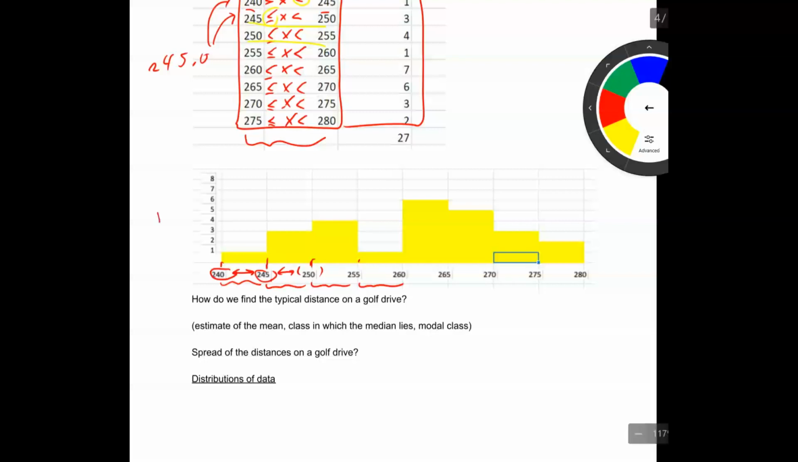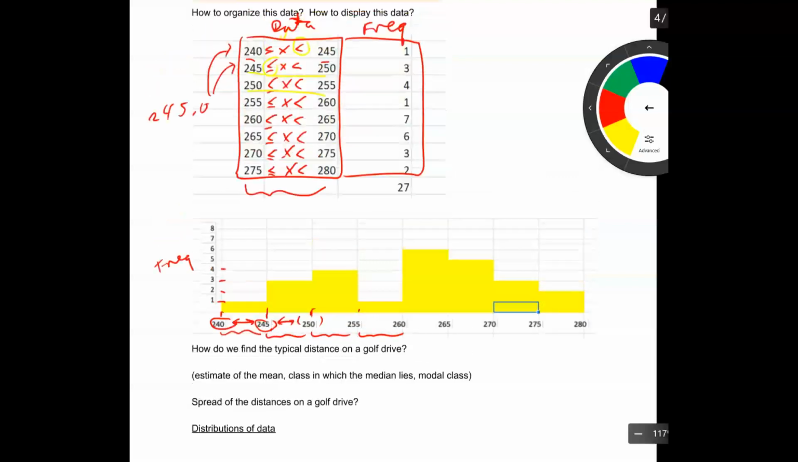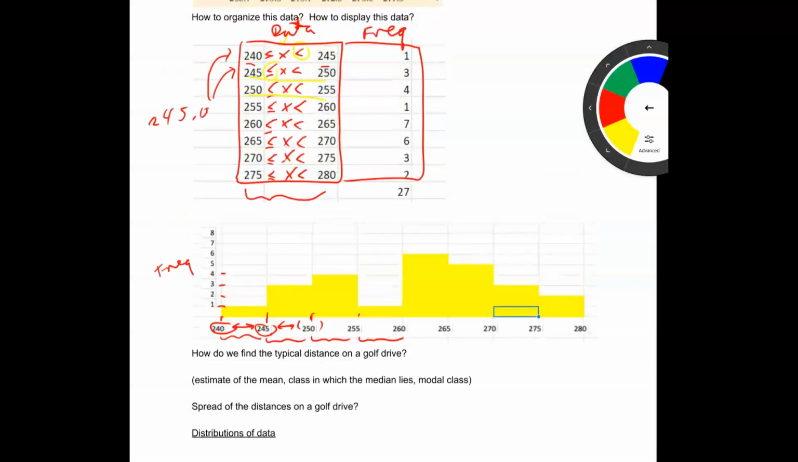And then on the frequency y-axis, you see that I have 1, 2, 3, 4. So each one of these lines is also the number of times that amount occurred. And then I just fill in the blocks according to this. So 1, 3, 4 means height 1, height 3, and height 4.